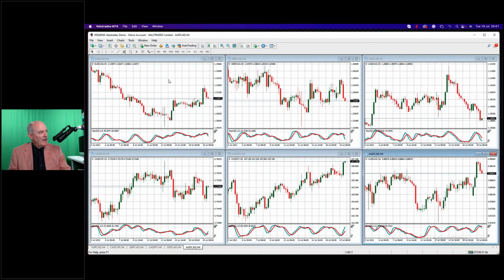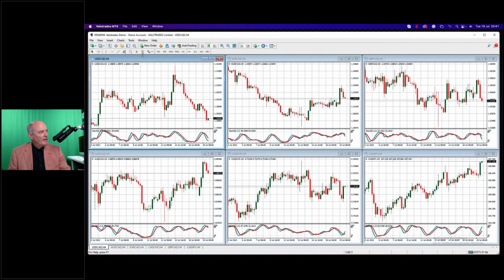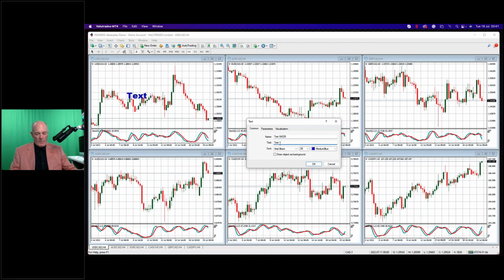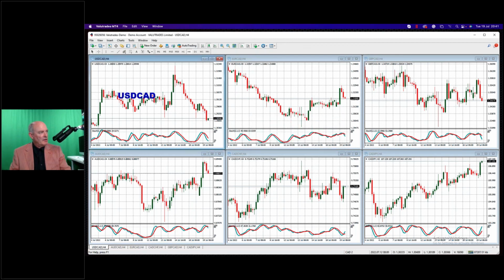So let's say I've got my EuroCAD and let's say I want USD CAD to be in the very beginning. I drag it to the front. Oops, I've missed, sorry. Drag that to the front. Click. And now I've got USD CAD on the top left corner right where I want it. You don't have to do the text. I'm just doing it for this lesson to be convenient.